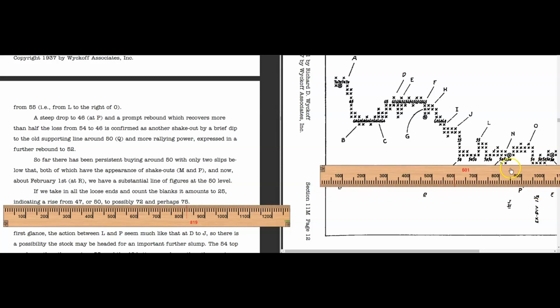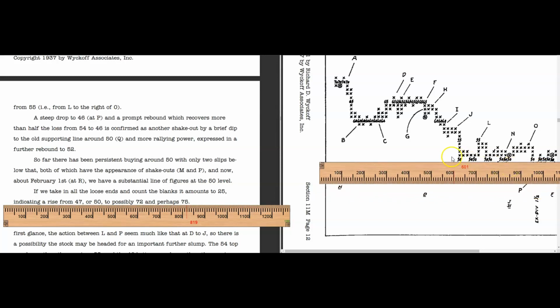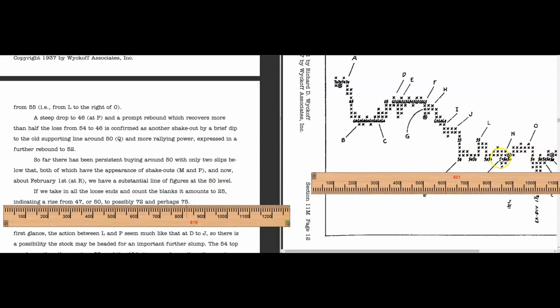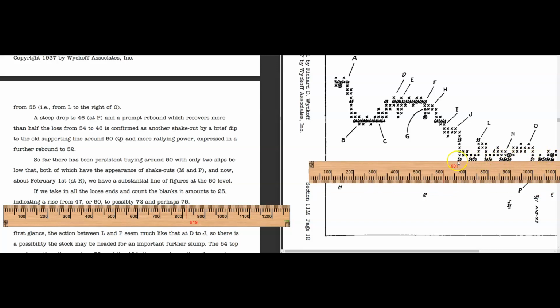So what Wyckoff did was he took the line of 50s, he took the base, he took the support, all right, and separated it from its shakeouts and counted about 25 points. When he projected it, though, he projected both from the 50 and from the 48 and from the low.